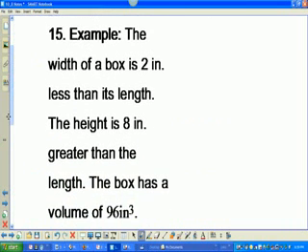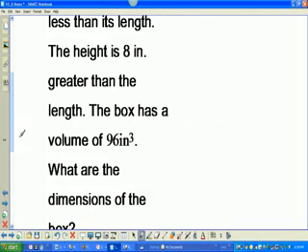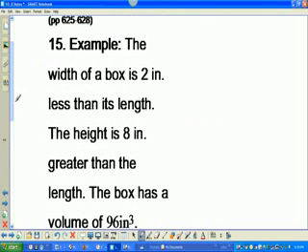Now if I take a look at question 15, we got this example. It says the width of a box is 2 inches less than its length. The height of the box is 8 inches greater than the length. The box has a volume of 96 cubic inches. What are the dimensions of the box?